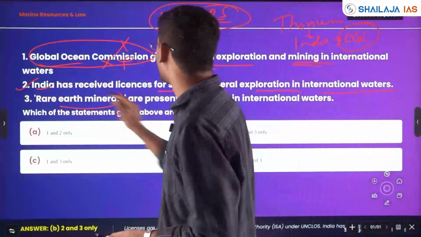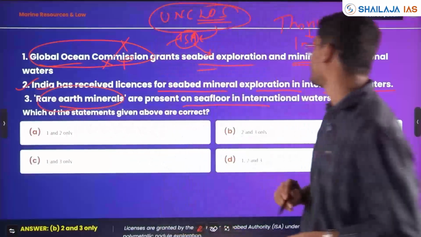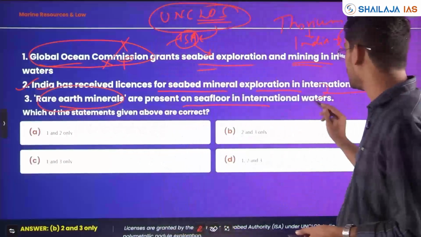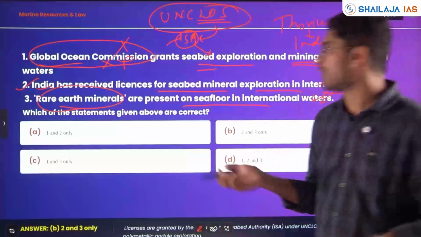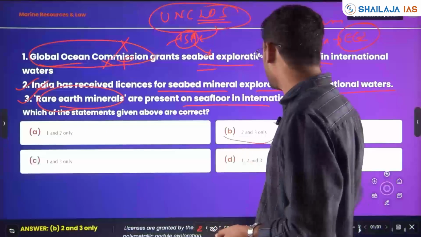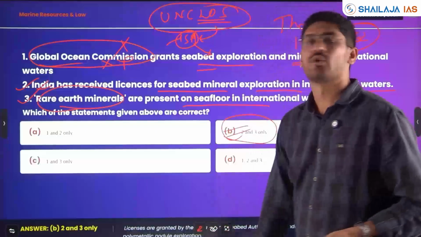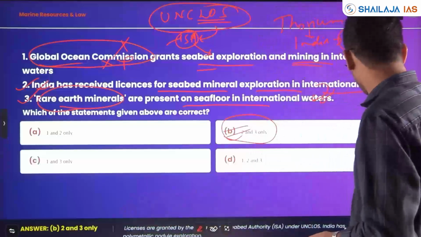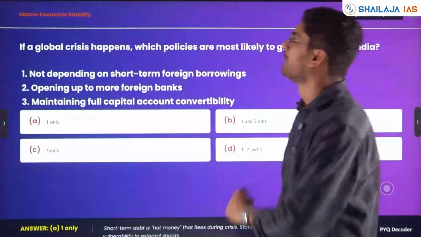Then rare earth minerals are present on the sea floor in international waters. Corollary, yes, rare earth minerals also are present. So except 1, 2 and 3 are right. Answer is 2 and 3, option B. Chalo, we'll go to the next.